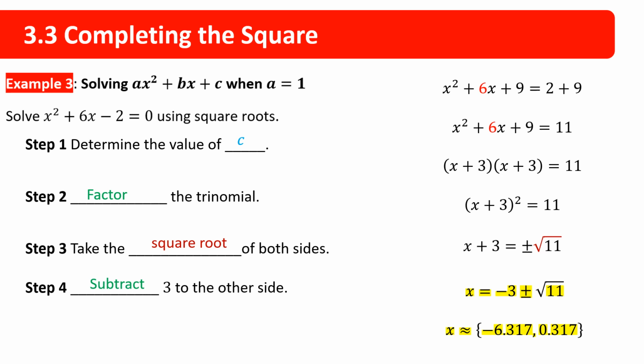Depending on the situation, it might make more sense for us to approximate. So you can see in the braces there, negative 6.317 or positive 0.317. Those are close approximations. The equal sign and the line above are the exact answers.